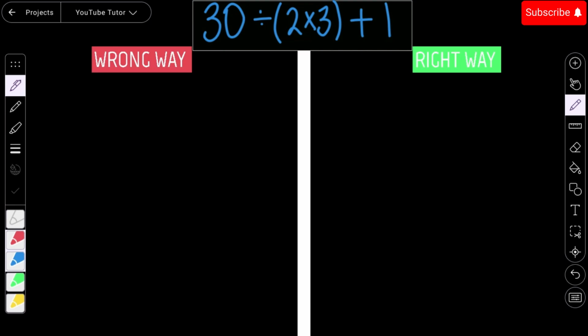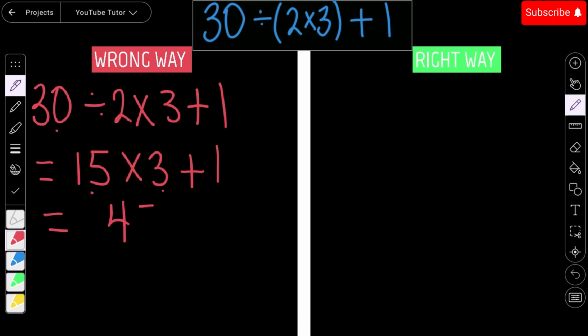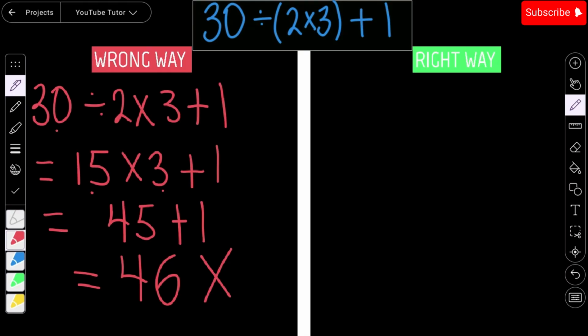Alright, so we start with the wrong way. Now the wrong way goes this way. If you write 30 divided by the 2 times 3 plus 1, we are going to end up with 30 divided by 2, which gives us 15. So times 3 plus 1. 15 times 3 gives us 45 plus 1 ends up giving us 46. But that's totally wrong. You know why? Let me show you the right way to do it.